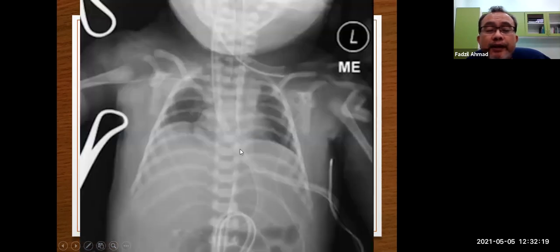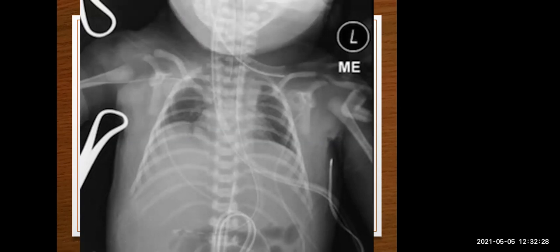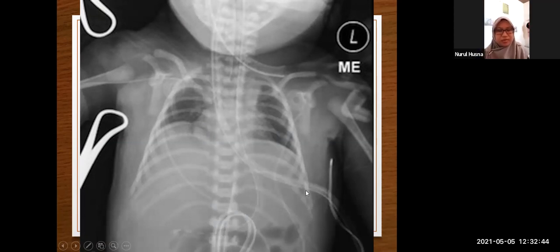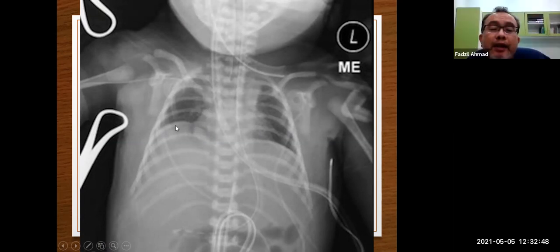This one, anybody can suggest anything? Lung collapse. Not so much lung collapse, this is different. The lungs are very small, is it? Yes. It is supposed to reach until here, but it is only at half of the thoracic cavity.